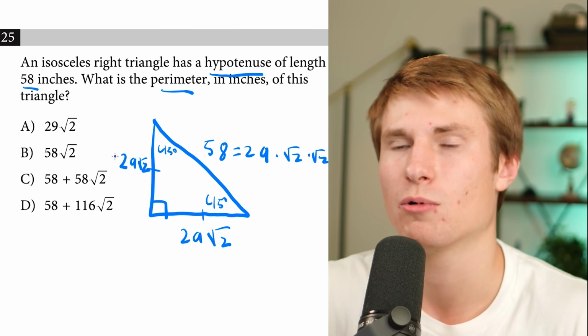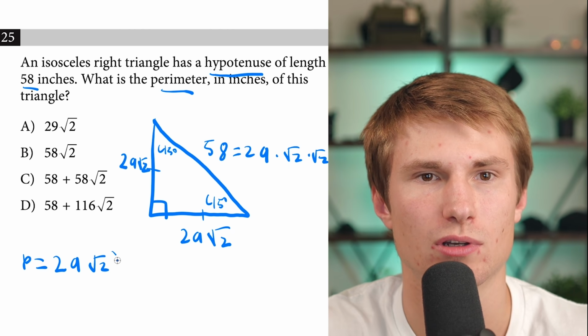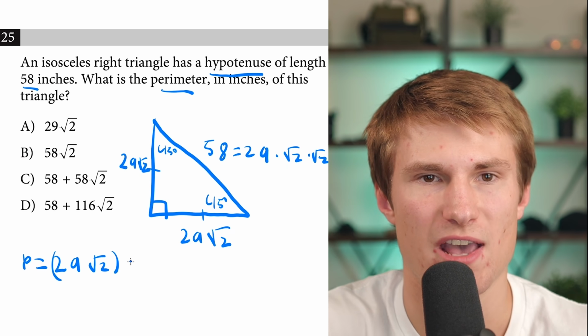Now, from here, we want to find the perimeter. So the perimeter is pretty easy to do. We're just going to add in all these side lengths. We'd have 29 times root 2, and we'd actually multiply that by 2 since we'd be adding it to itself.